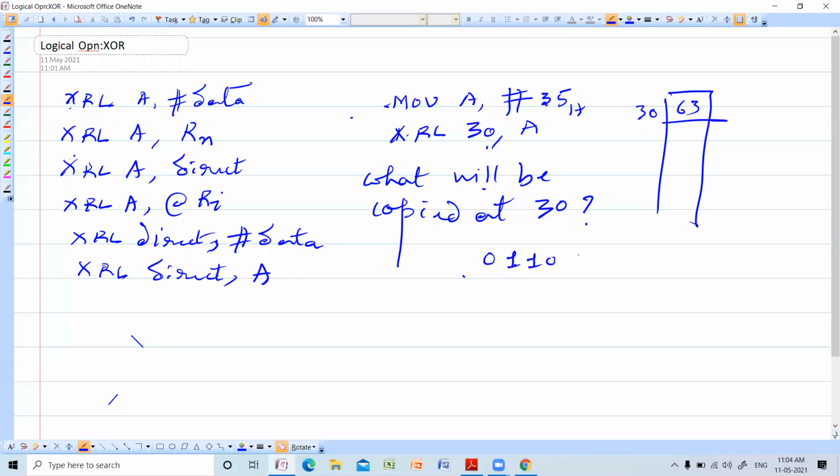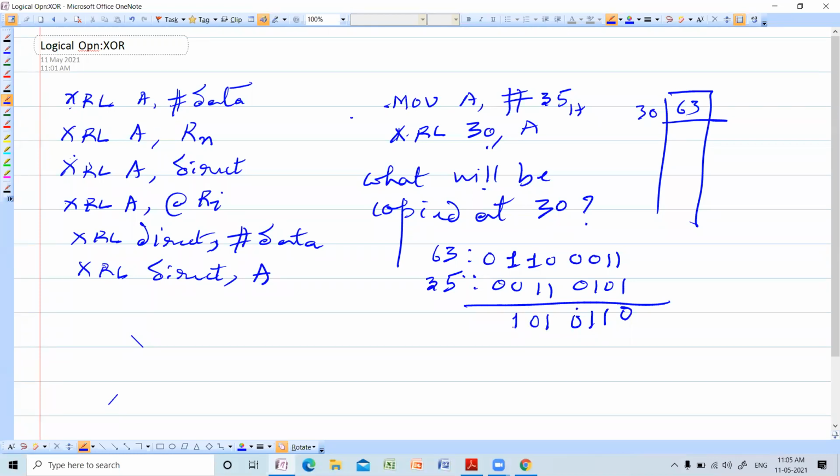63 is 0011 ... This is 63. What is 35? Solve it and answer. 0011 0101. What is 1 XOR with 1? 0 1 1 0 1 0 1 0.